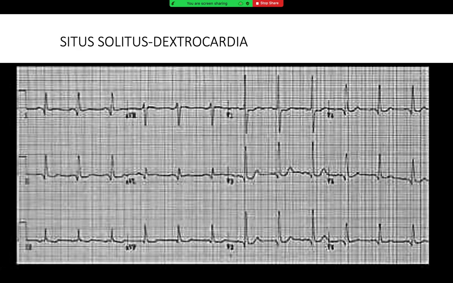So what happens in the situs solitus with dextrocardia? So this is the ECG in front of you. What do you notice?